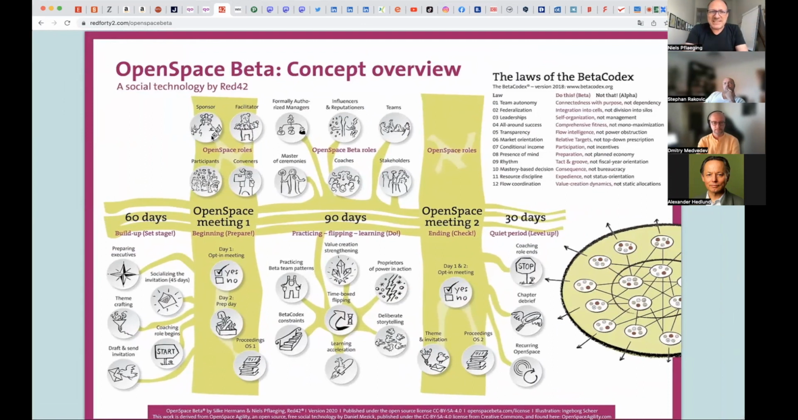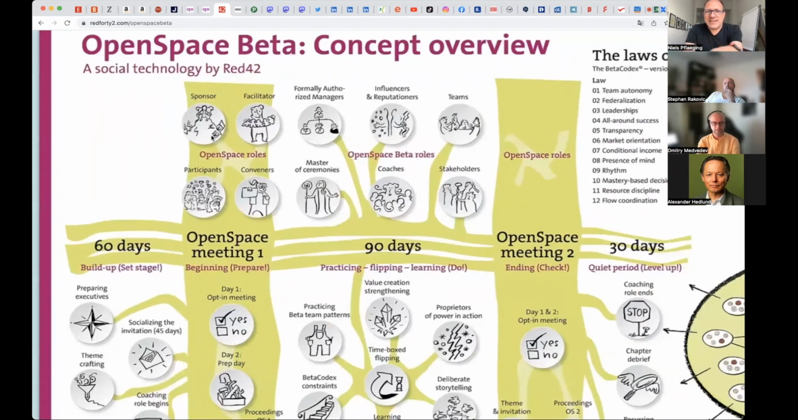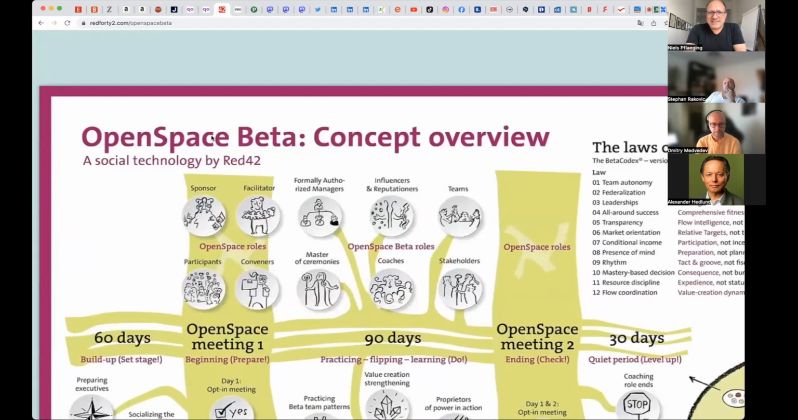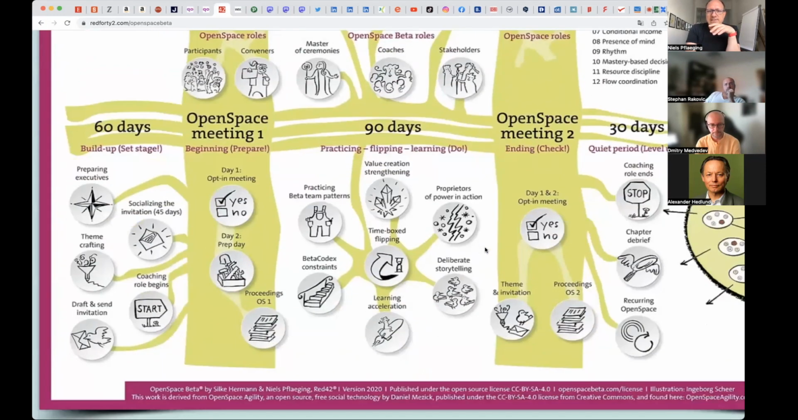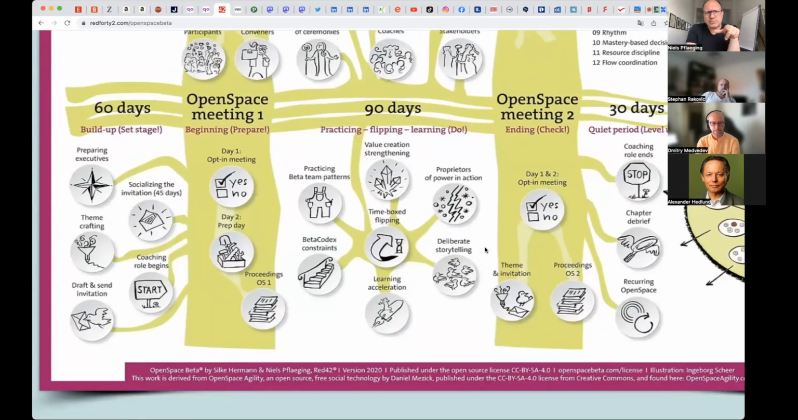So you need 10 roles here at the top, if you look at it. 10 roles, starting with sponsor, facilitator, formally authorized managers, influencers, and reputationers. We had to invent a term for this. Teams, participants, conveners, masters of ceremonies, coaches, stakeholders. These 10 roles are all essential to make this happen. And then these 20, I think it's exactly 20 functions at the bottom. Elements as well to make sure this can happen, that this is robust.